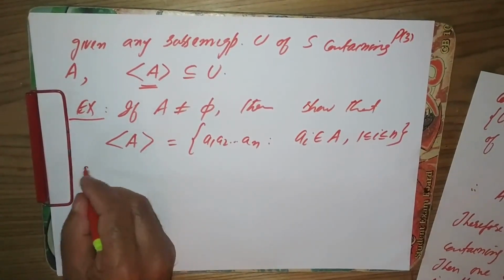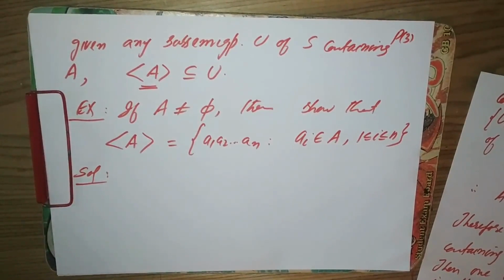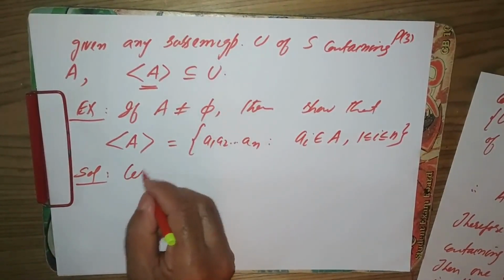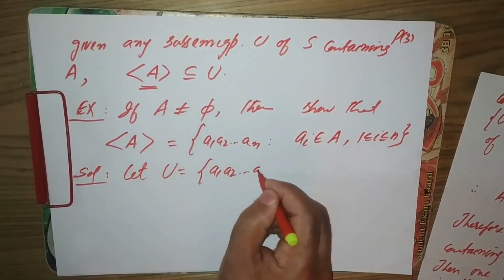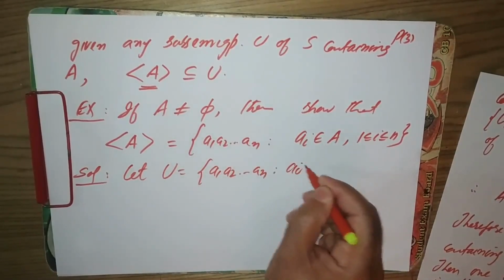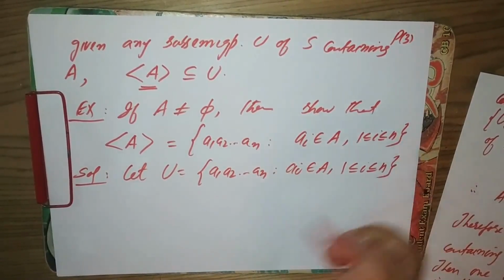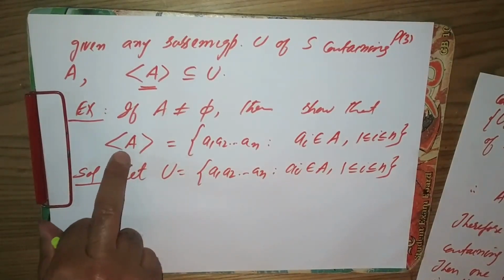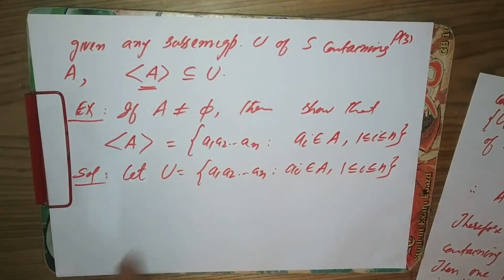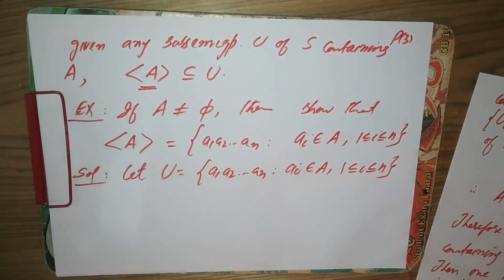So let's solve this exercise. Let's denote this by U. Let U be equal to this set of products A1, A2, up to AN, where AIs belong to A, 1 less or equal to I less or equal to N. We need to show that the smallest semigroup containing A is equal to U.